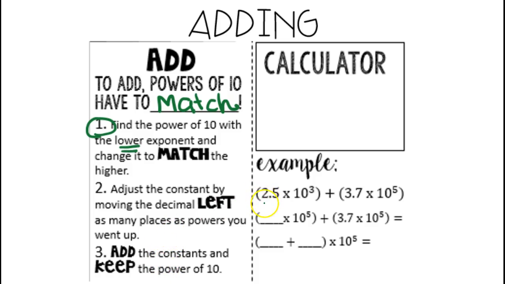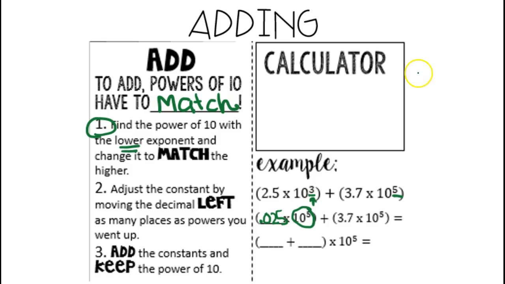Here's an example. We have 2.5 times 10 to the 3rd power plus 3.7 times 10 to the 5th power. So again, I want you to find the lower exponent, which in this case is the 3, and I want you to change it so that it matches the larger. So we are going to change this to the power of 10. Now to do so, 2.5 times 10 to the 3rd power is the same thing as 0.025 times 10 to the 5th power.